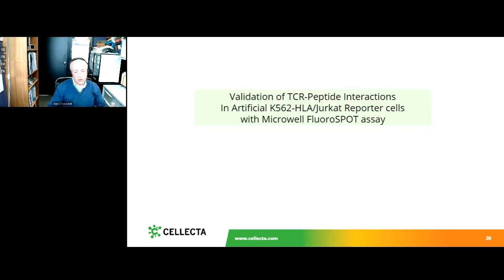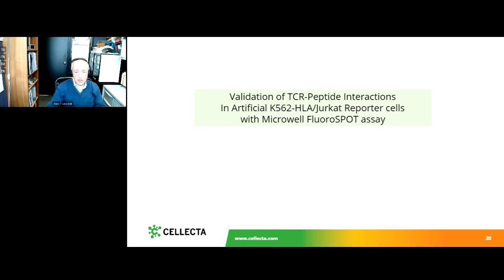But when you identify this candidate T cell receptor, it's still only the beginning of the story. You still need to validate this result. We looked at many technologies developed right now for validation of interaction between T cell receptors and candidate peptides, and we believe that one of the best strategies is to use artificial reporter cell lines, Jurkat reporter cell lines, in combination with K562 cells.